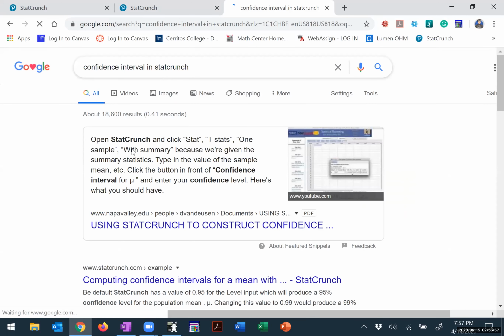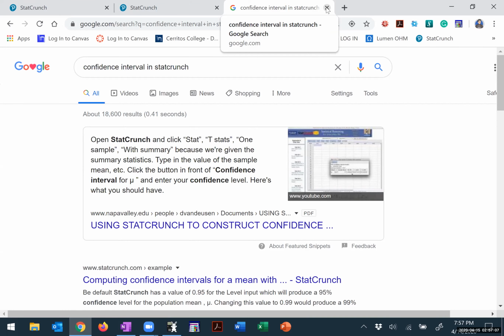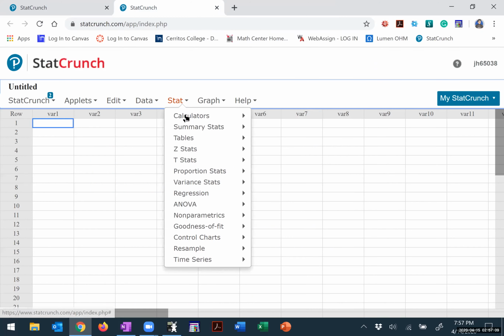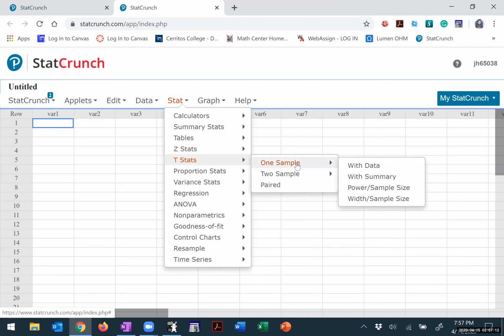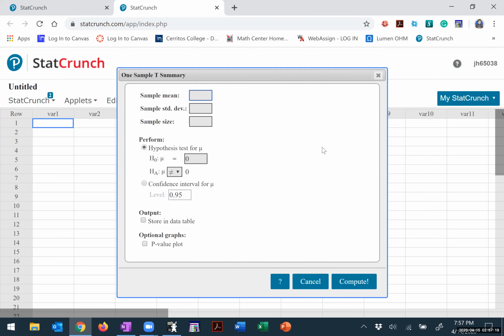Which one is this? Click stat, t-stats. One sample. Oh, that's how we do it. Okay. Stat, t-stats, one sample. Let's try that one. T-stats one sample. Okay. With summary. There we go. That's what we want. It's one sample t-stats with summary. Okay. Now we're good. And we don't want a hypothesis. I thought this was just for hypothesis test, but it'll give me a confidence interval. There we go. That's what I want.